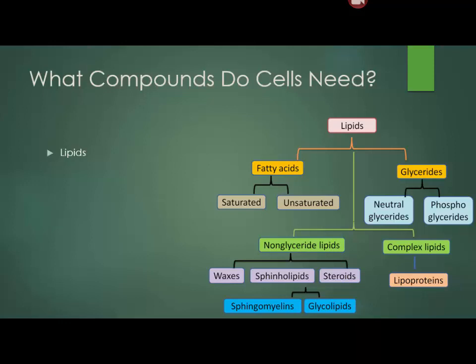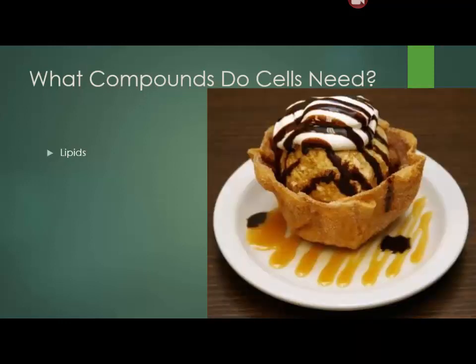Lipids. Have you ever seen a cook trim fat from a piece of meat before cooking it? The cook is trimming away one kind of lipid. Lipids are compounds that are mainly carbon and hydrogen, with some oxygen. Cell membranes consist mainly of lipids. Fats, oils, and waxes are all lipids.